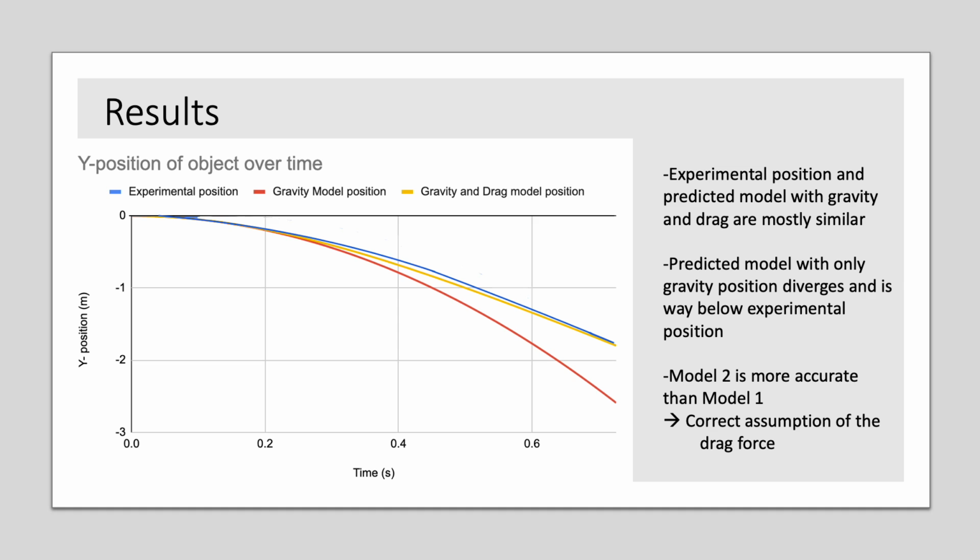The following graph of y position versus time was obtained from compiling both observed, Model 1 and Model 2 data by using Google Sheets. As you can see, the experimental and predicted model with weight and drag force are mostly similar. There is a bit of underprediction in the middle that can be due to error in capturing the center of mass in Tracker. The predicted Model 1 curve diverges from the experimental curve and is way below it because the acceleration is increasing with no force acting to slow it down. Overall, Model 2 is much more accurate than Model 1, which reflects the correct assumption and consideration of the drag force acting on the system.